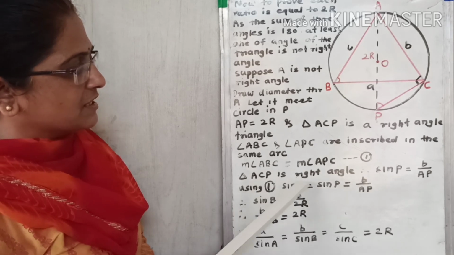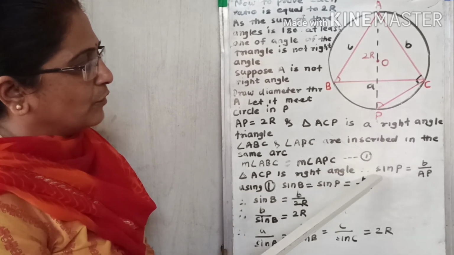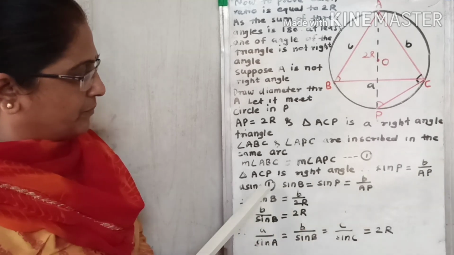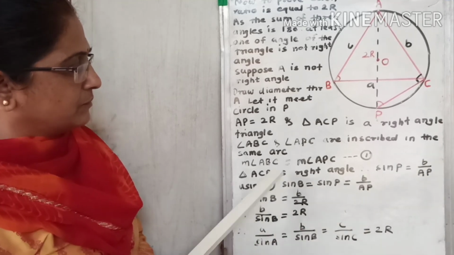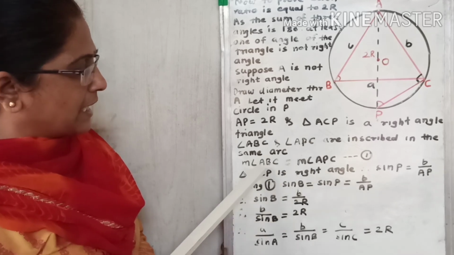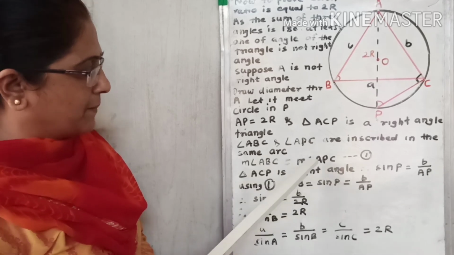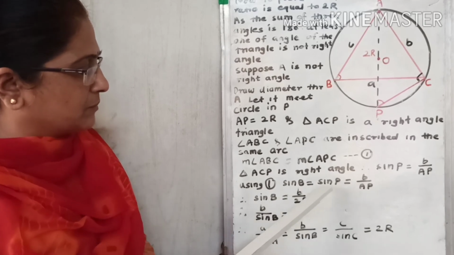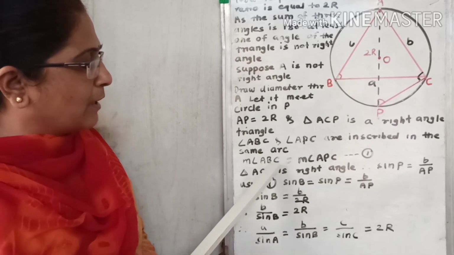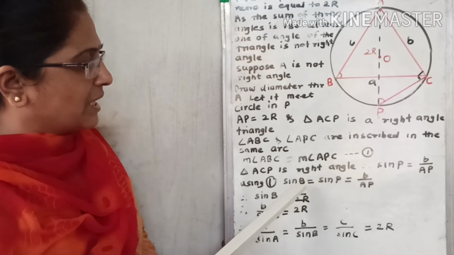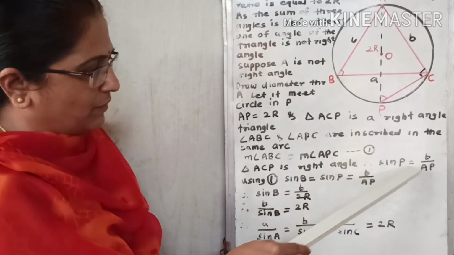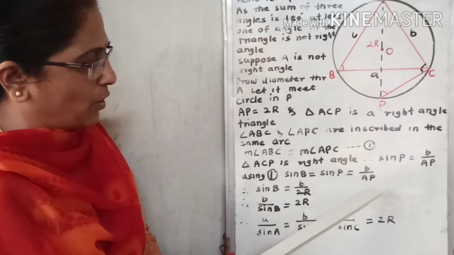Triangle ACP is a right angle. Therefore, using the property of the triangle, sin P is equal to b upon AP. Using the first, this angle B is equal to angle P. Therefore, sin B is equal to sin P. If angle B is equal to angle P, then sin B is equal to sin P, which is equal to b upon AP.